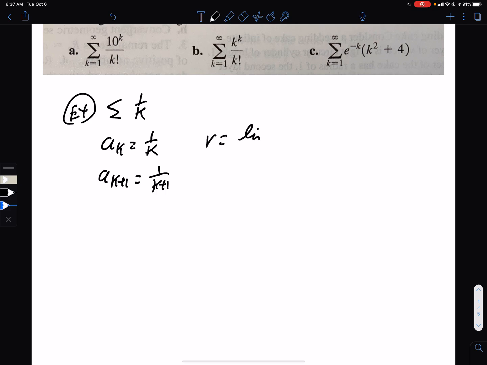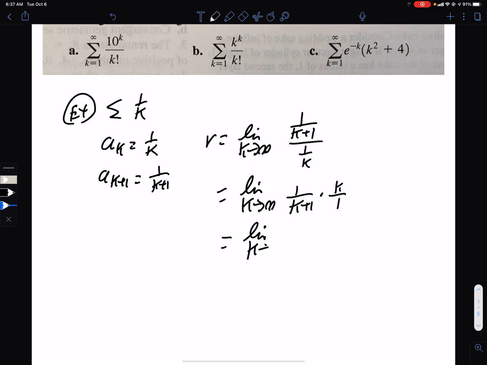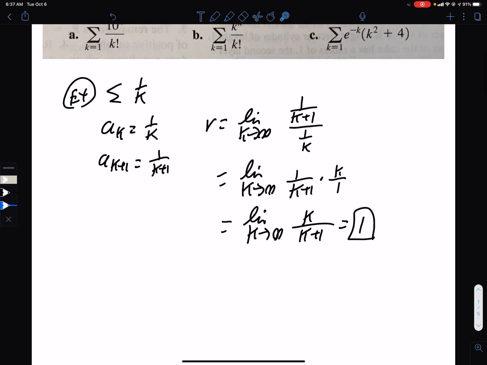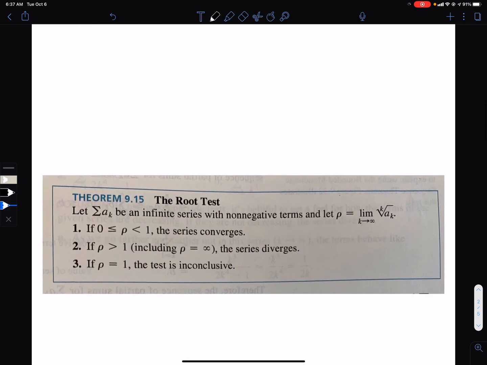So our r will be the limit as k goes to infinity of 1 over k plus 1 over 1 over k. Then we multiply by the reciprocal. So we have 1 over k plus 1 times the reciprocal, which is k over k plus 1, which is 1. But if it equals 1, the test is inconclusive. So therefore, this we don't know. The test did not help us. We are stuck. So that's how that works. All right, now we're going to do the next test.